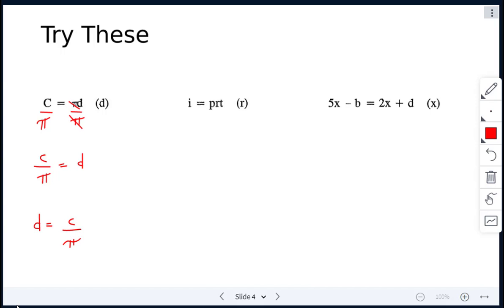All right, so here with I equals PRT, we need to isolate the R. So that means, well, first of all, it's P times R times T. So what we can do here is just divide by PT on both sides. That will cancel out the P and that will cancel out the T, and we're just left with the R. So I over PT is equal to R, right? And it's the same thing as just writing it with R on the left side. R is equal to I divided by PT.